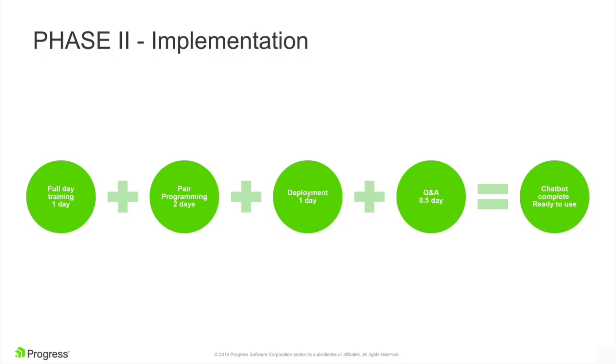The next phase is implementation. We will spend a day or 2 to provide you with proper training on how to use NativeChat and how to work with it. Then we will spend about 2 days on pair programming with a dedicated technical expert from your side. We will also spend about half a day working with your subject matter expert on implementing those questions and answers. And finally, we will spend about a day on setting up the deployment that you agreed on. As a result of this phase, you will have a working chatbot ready to use.